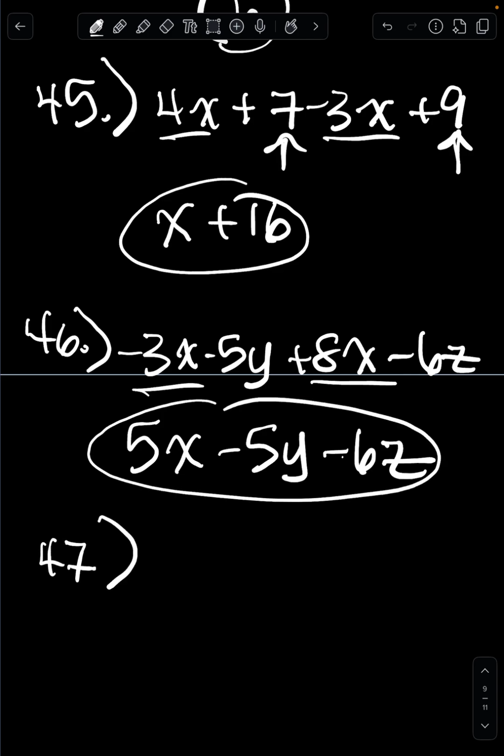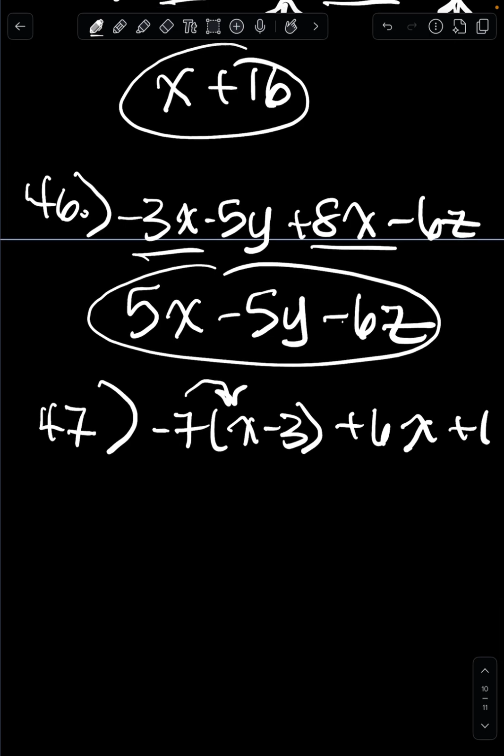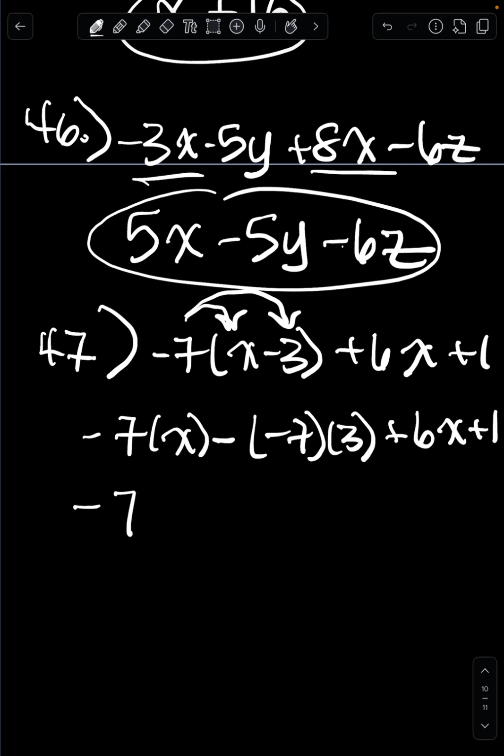Number 47. Negative 7 times the quantity x minus 3 plus 6x plus 1. Okay, we need to distribute a negative 7 inside the parentheses. That's going to get us a negative 7x minus negative 7 times 3 plus 6x plus 1. So we've got negative 7x minus negative 21 plus 6x plus 1.